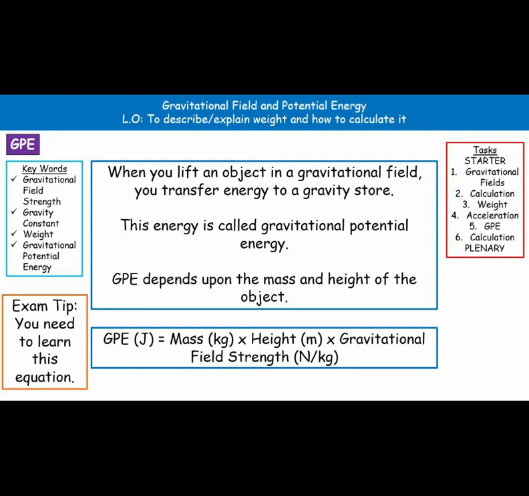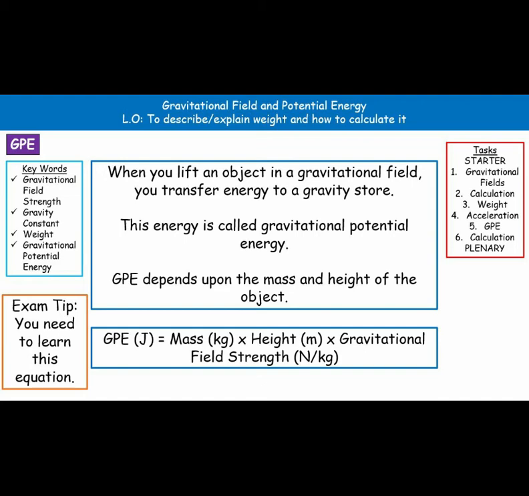Now, there are two things that determine the GPE an object has. The first is the mass of the object, and the second is its height. The other thing that will influence this is gravitational field strength, but quite often these questions are based on Earth, so it will be the height and the mass that vary more than gravitational field strength.